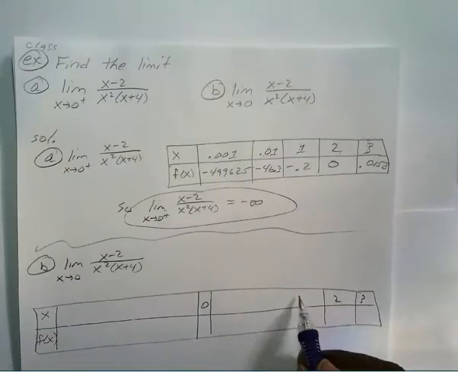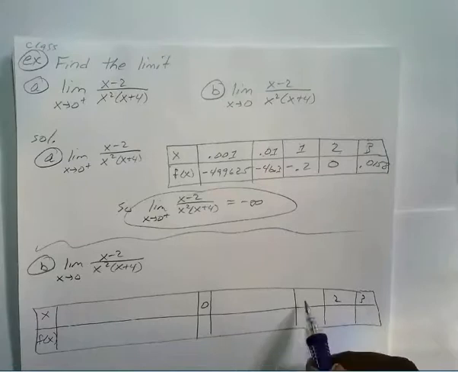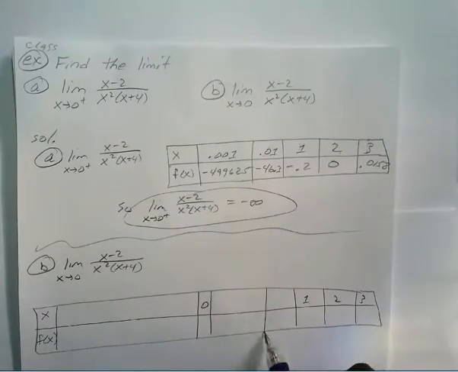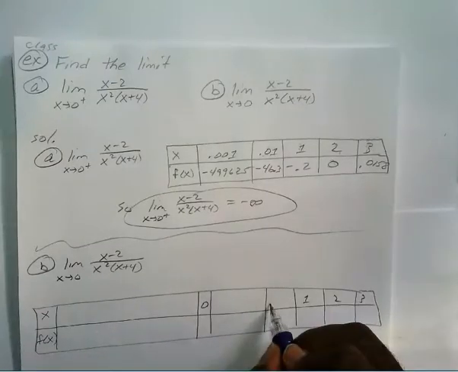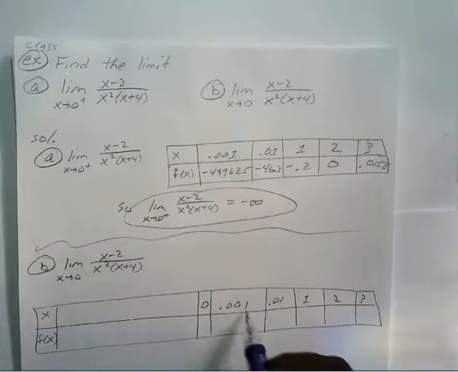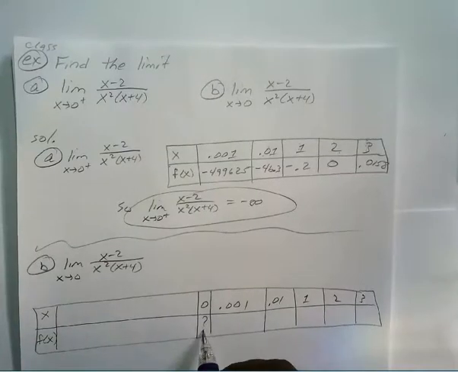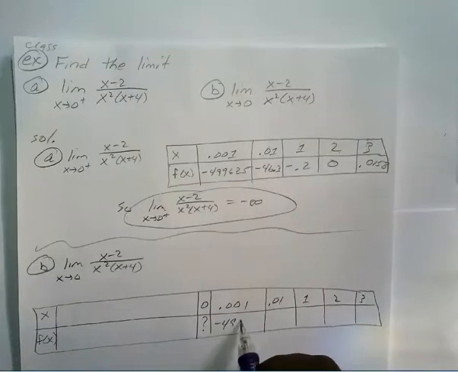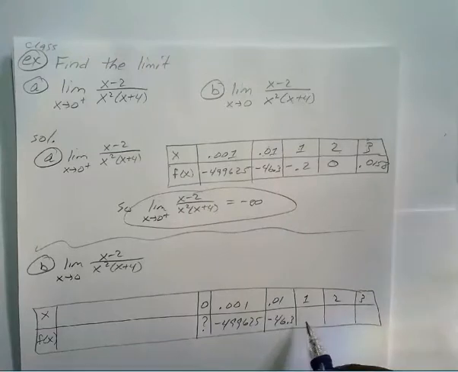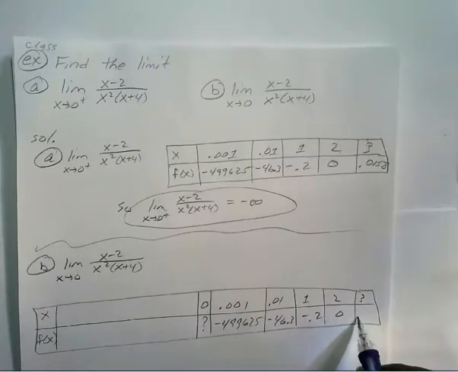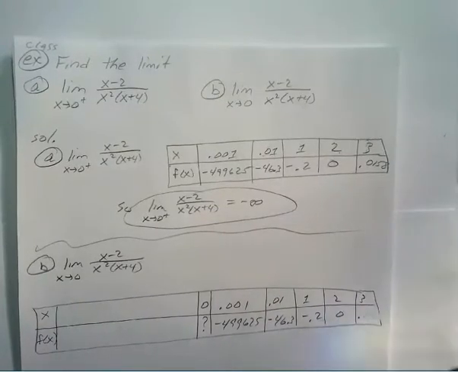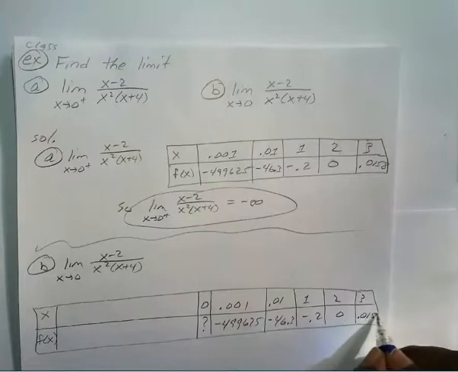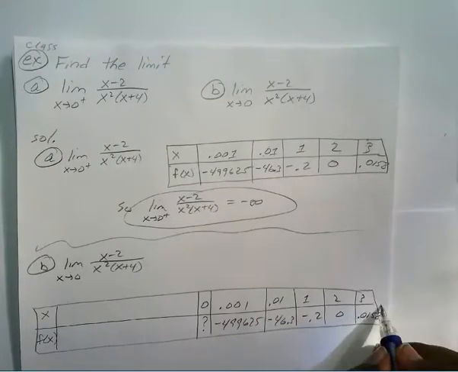3, 2, 1. Oh, you can make that a little bit bigger. That should be enough. 0.01, 0.001. Okay, we already have those. So we have negative 499,625, negative 46.3, negative 0.2, 0, 0.01, 58. There we go.